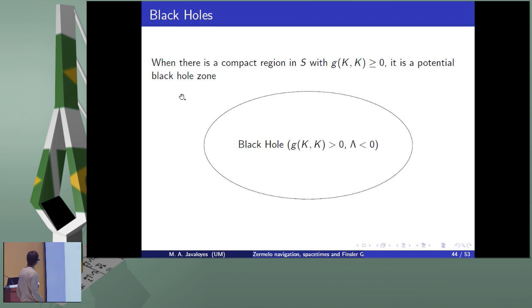In this case, you can also have black holes. Imagine that this is a region where g(K,K) is greater than 0, so the Killing field is space-like, or the same thing, lambda is less than 0. In such a case, when you try to exit, to go out, it's impossible, because on the boundary the only possible option is to move in the inside direction. So this creates a black hole.